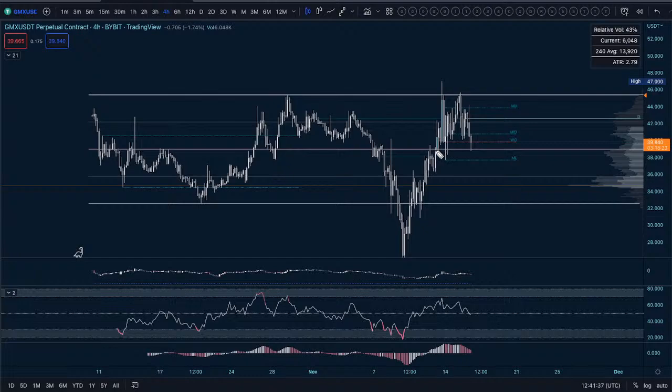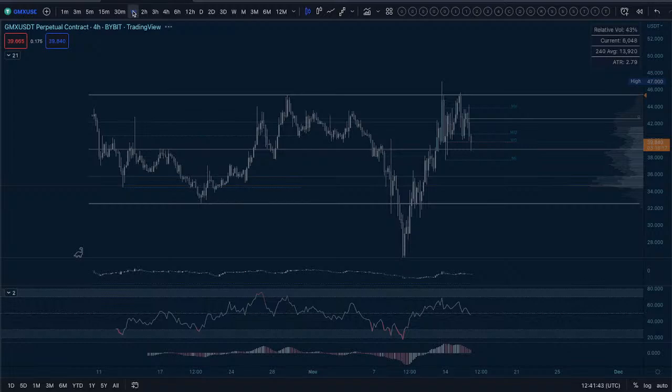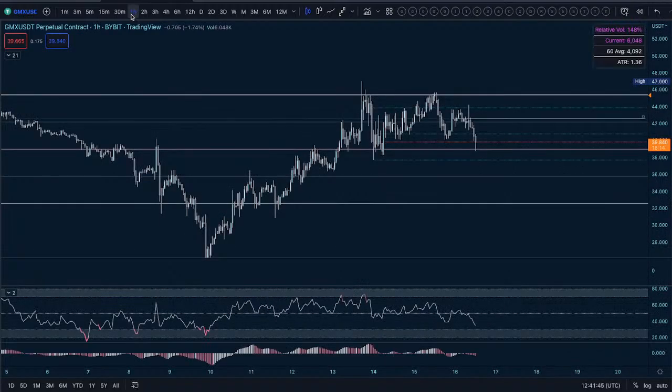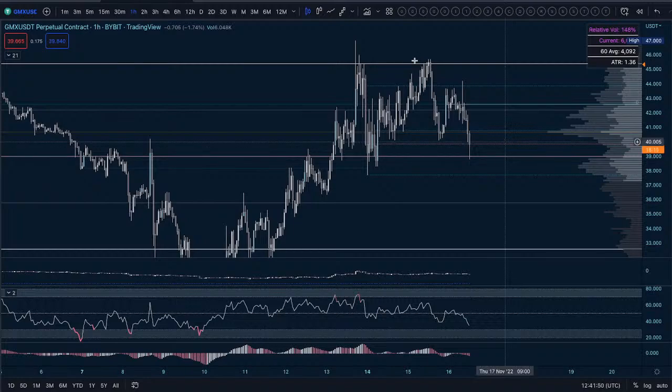I'm really wondering what's happening here, because that's a good area for a bounce. If you're bullish, then that's the kind of area that you want to be looking at. Okay. All right.